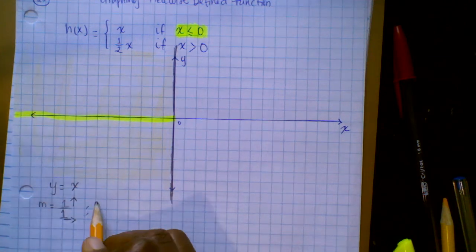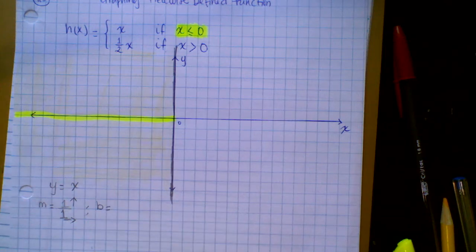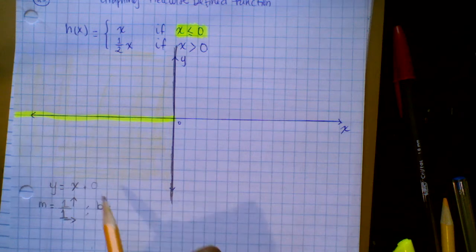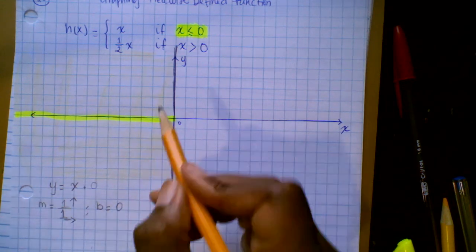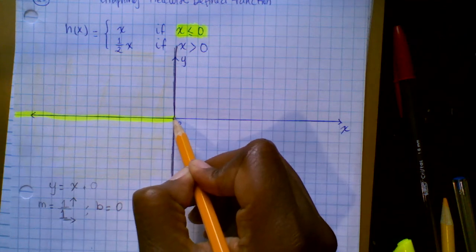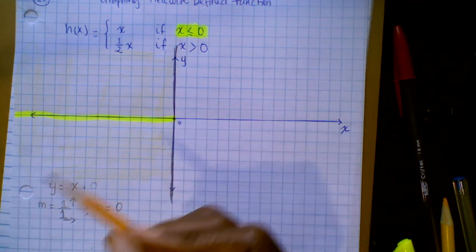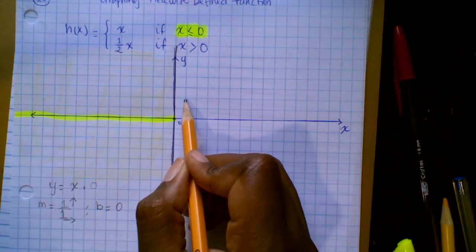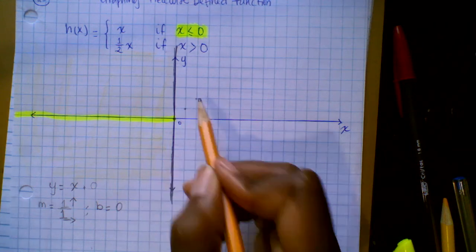Where am I going to start? Always start from the y-intercept. The y-intercept is the number being added to the x. If you don't see any number being added, it's going to be 0. So we start at the origin. I'm going to place my dot right here at the origin. And what am I going to do? I'm going to go up 1 and to the right 1 and then place my dot. Up 1 and then to the right 1.